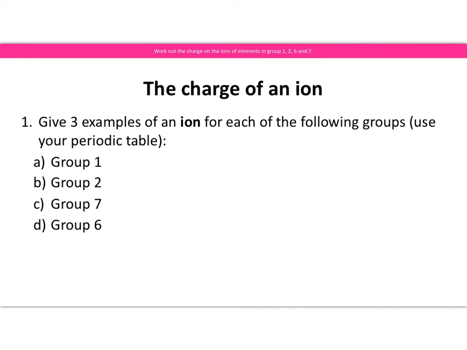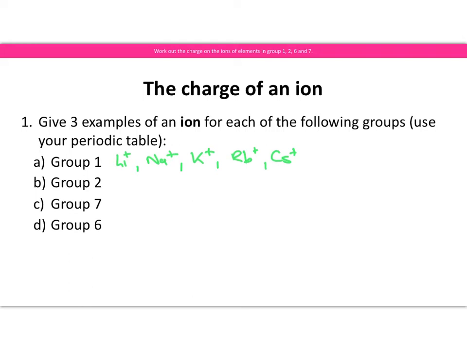So in group 1, I could have had lithium with a plus charge. I could have had sodium with a plus charge. I could have had potassium with a plus charge. I could have had rubidium with a plus charge, cesium, and I'm not going to bother with francium because hardly any of it exists on the Earth.